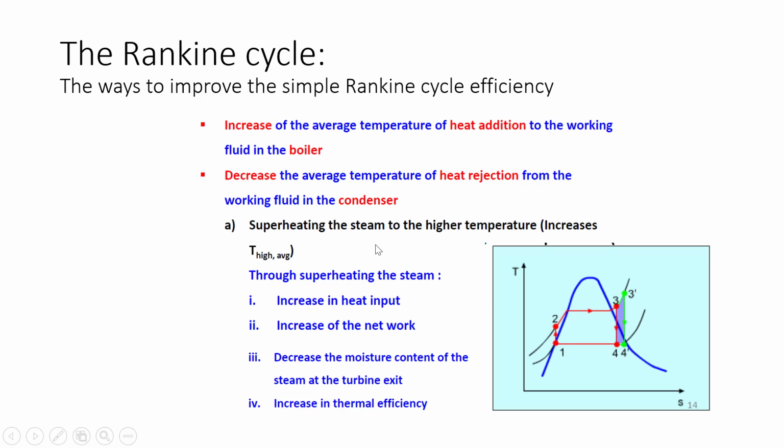Okay, increase TH. Ini kita increase TH. Pada sini kita naikkan lagi TH dia. Okay, increase the heat input. Tapi bila kita naikkan dia jadi superheat, kita akan increase dia punya heat input. Heat input dia increase the work. Dari samping itu kita akan increase juga dia punya network, then decrease the moisture content from the turbine exit, and then increase the thermal efficiency. Okay, dengan kita superheating vapor ni, kita akan dapat yang ni lah.